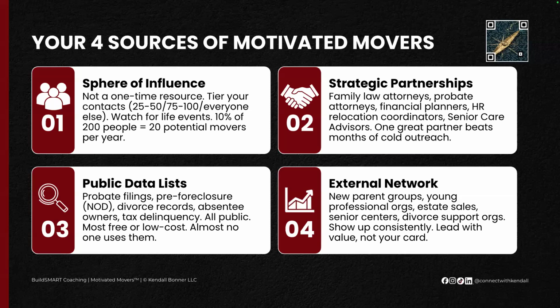So source number three is public data lists. This is the data we just talked about: probate filings, pre-foreclosure records, divorce records, absentee owner lists, tax delinquency. I've said that before. These are often free or low-cost lists that you can get. You can also leverage tools like TrustScout, all one word, or Revaluate, also one word. They can help you find and organize these leads as well. Almost no one uses these lists though, which means the competition in these pools is incredibly low, right?